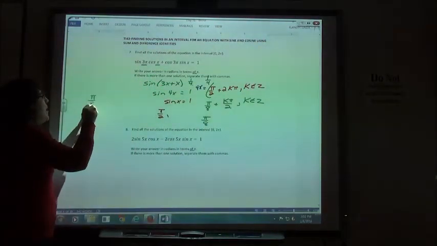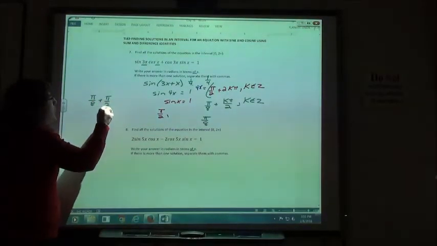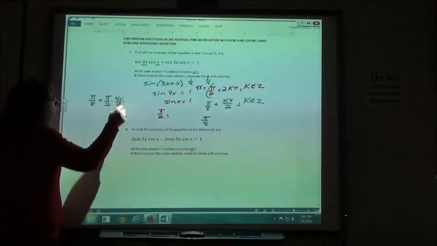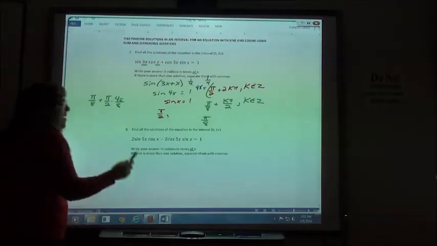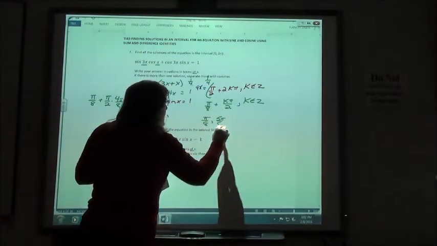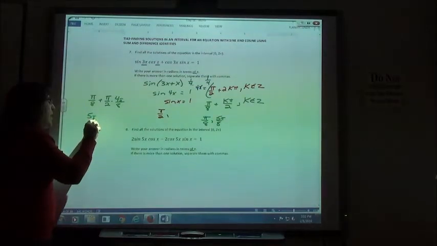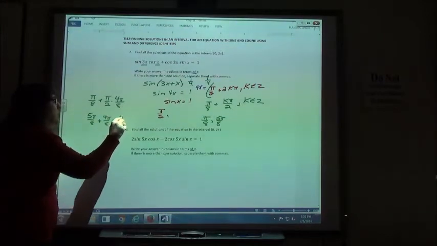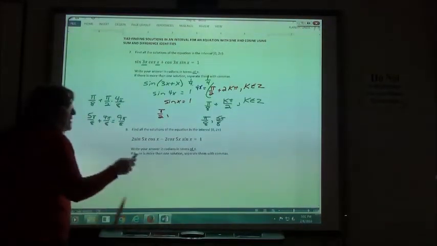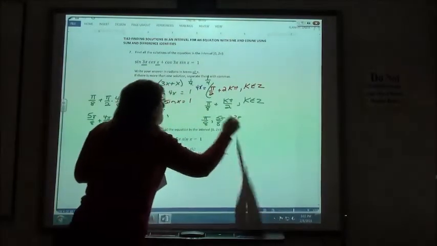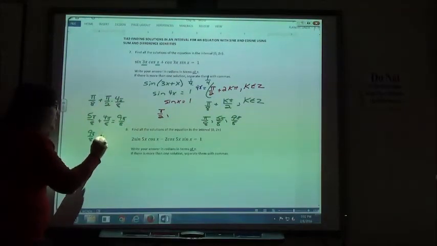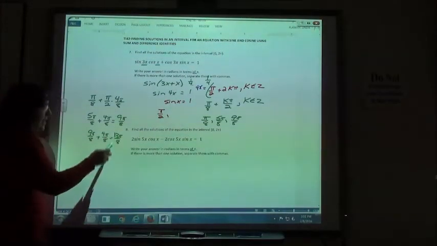So if I have pi over 8, and I add pi over 2 in terms of eighths, I would have 4 pi over 8. So pi over 8 plus 4 pi over 8 would be 5 pi over 8. Then I'm going to take my 5 pi over 8 and add my pi over 2, which is the same thing as 4 pi over 8, which gives me 9 pi over 8, still less than 2 pi. So I'm going to take my 9 pi over 8, add my pi over 2, which is the same thing as 4 pi over 8. That gives me 13 pi over 8. Still, that's less than 2.